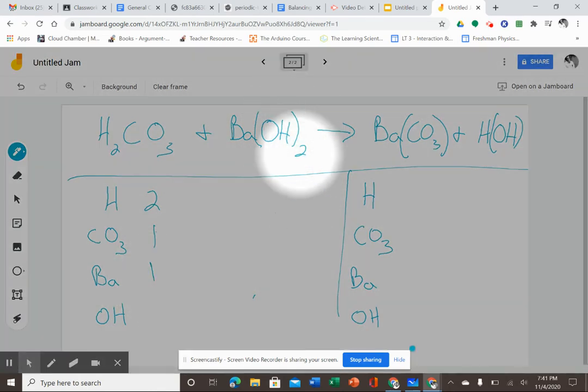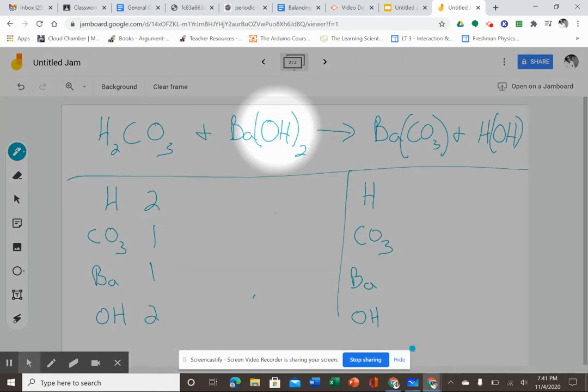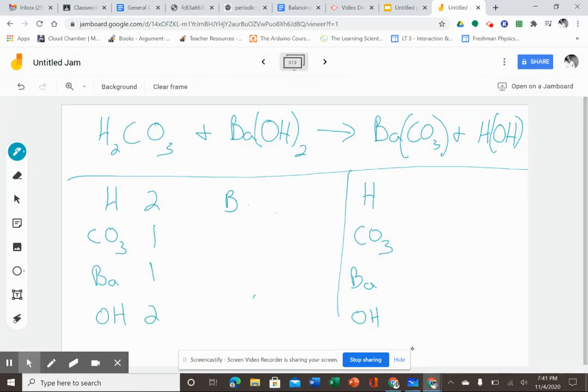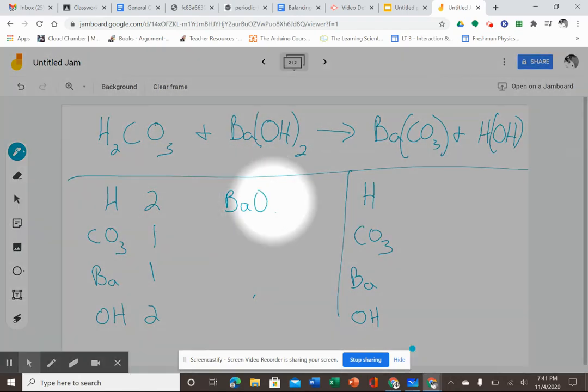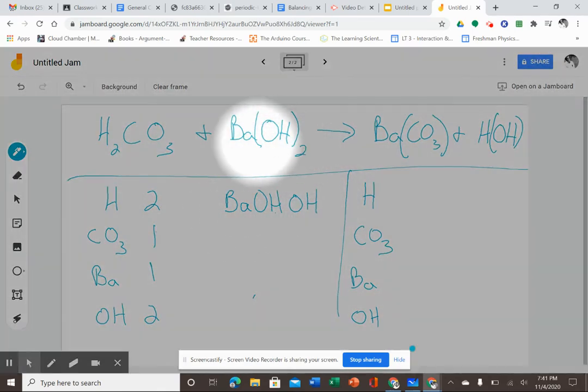And then here we're looking at this hydroxide. There's 2 of that group. So real quick, just to make sure, an unconventional way to do this, we could say that's BaOH, OH, right? There's 2 of these hydroxide ions stuck on there.